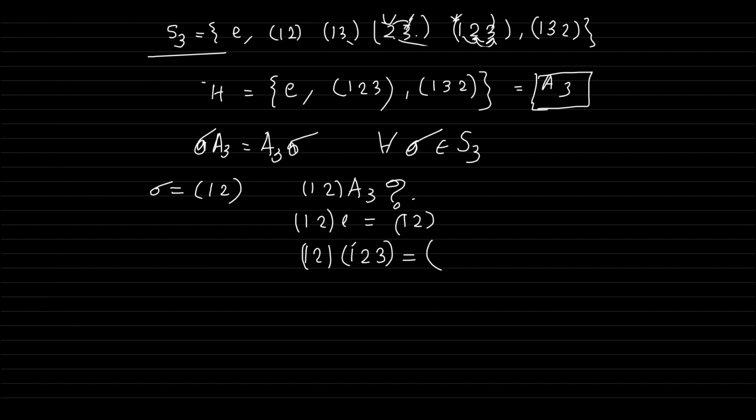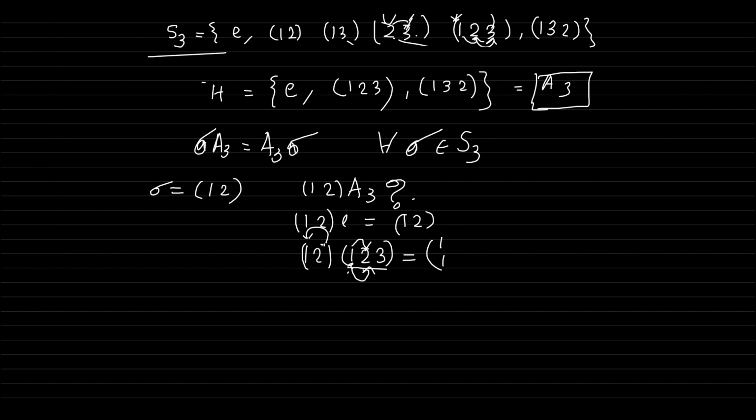Here 1 maps to 2. Look at the first element in this second permutation, that is, the cycle (1 2 3). Look at the first element 1, and 1 maps to 2. Now look at the first cycle: here 2 maps to 1, so 1 maps to 2, 2 maps to 1, so 1 to 1.